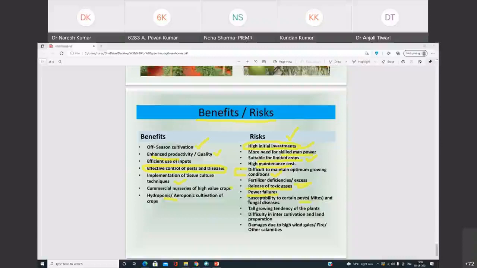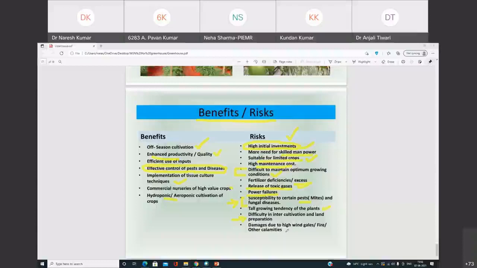The tall growing tendency of the plants: tall growing plants cannot be cultivated inside the greenhouse. And there is difficulty in inner cultivation and land preparation, because the normal tractors that are used for cultivation in the open form cannot be taken inside. So some other arrangement can be made. And damages due to high wind or fire or other calamities, that is true.